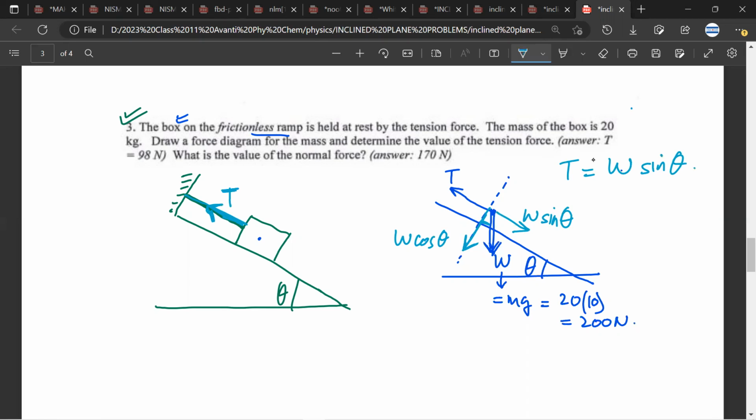Yeah. So T would be equal to mg sine theta. They haven't given the value of theta. If they would have given the value of theta, we would have put it here, and then we would have calculated the value of tension. Ms. Avantika, is it making sense?